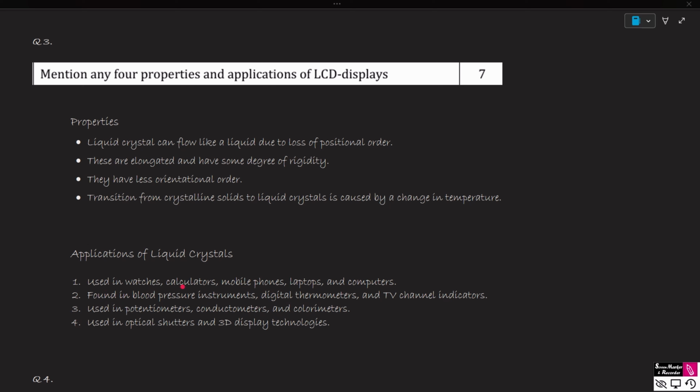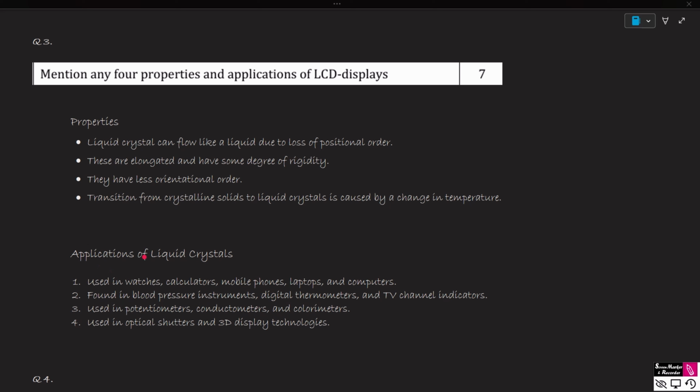These are used in watches, calculators, mobile phones, laptops, and computers. Also found in blood pressure instruments, digital thermometers, and TV channel indicators. These are also used in potentiometers, conductometers, and colorimeters. These are also used in optical shutters and 3D display technologies.